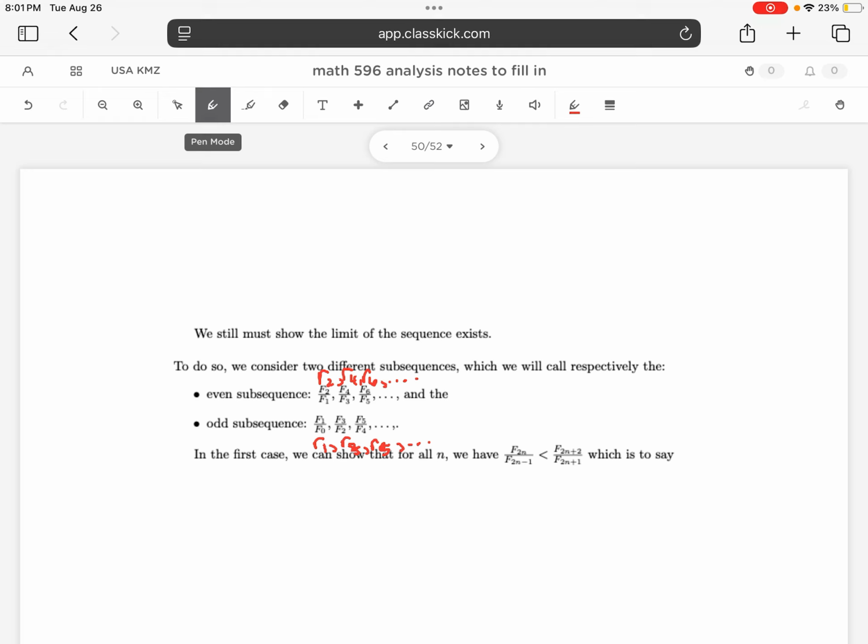Okay, now we're going to show that each one of these subsequences is converging, and then we're going to put those two pieces together along with what we just showed in order to show that the entire limit must exist. So let's start with the even subsequence, and I'll leave the odd subsequence as another exercise because it's pretty similar. In that first case, I'm going to claim that this even subsequence is actually an increasing subsequence, right?